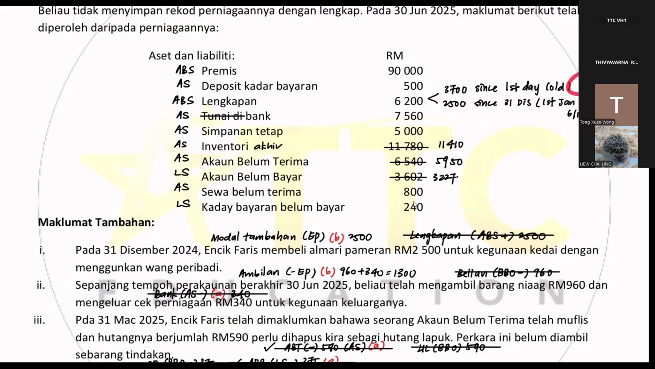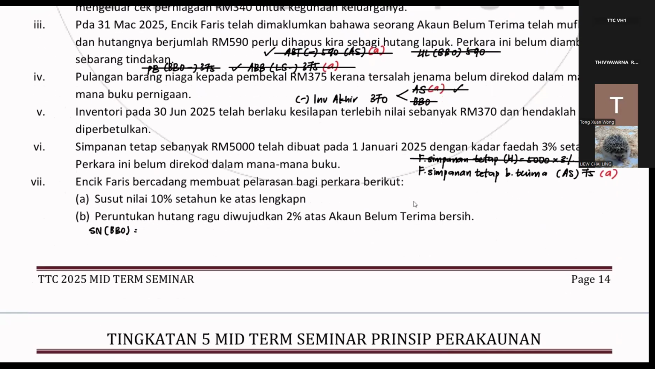So we have 2 parts of susut nilai calculation, then later combine together. Okay, calculate now. 3,700 for the old portion times 3%. Oh, sorry, 10%, right? 10%. This is for the old portion. But the new portion, 2,500 times 10%. Some more we need to times 6 over 12. The answer you will get 495.